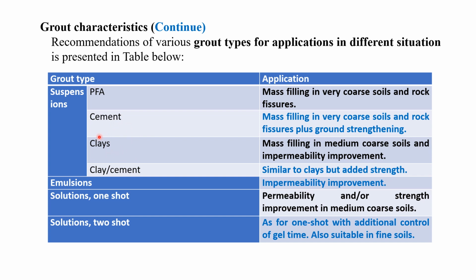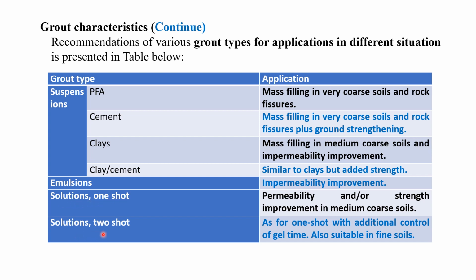Clays as a suspension grout are used for mass filling in medium coarse soils and impermeability improvement. Once you use clay as a grouting material, it can make the soil impermeable. Clay cement is similar to clay but with added strength, because we are putting cement here, so strength is also going to increase. So this comes under the suspension grouts. Emulsion grouts improve the impermeability.